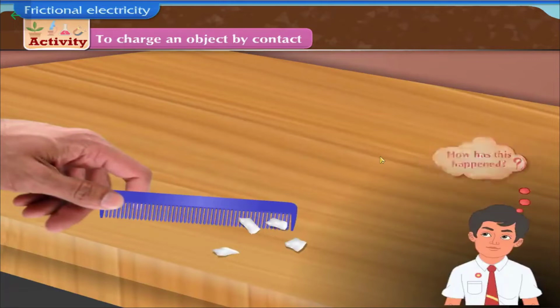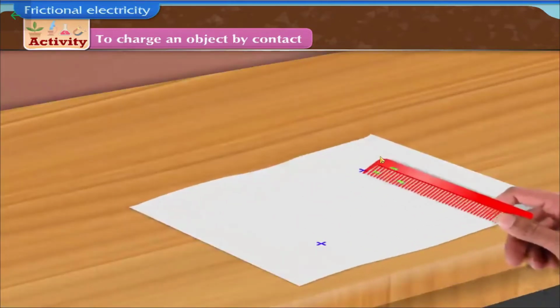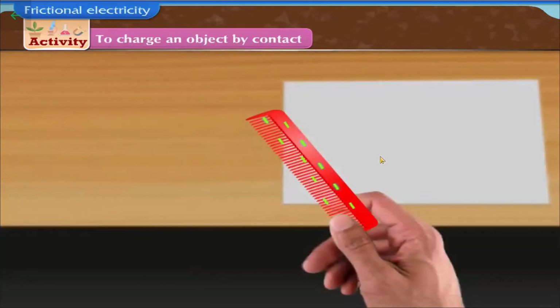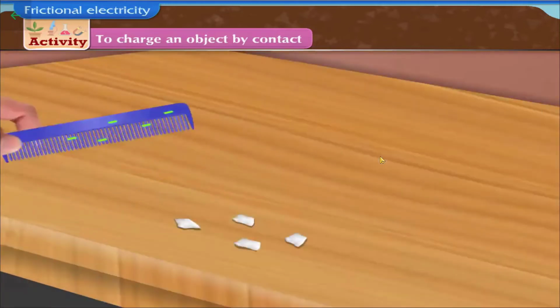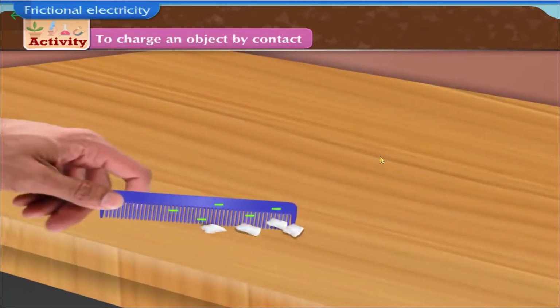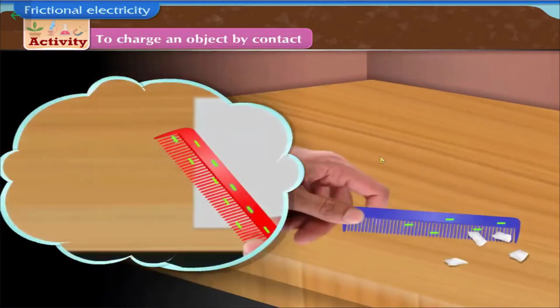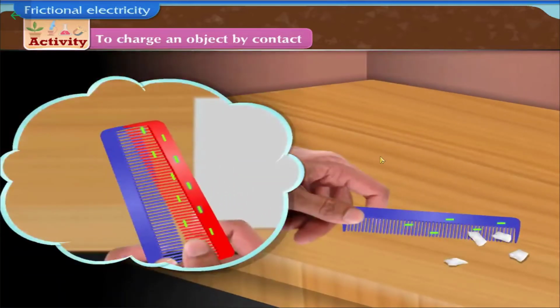How has this happened? When we rub the comb against a paper, the comb gets charged. When we touch this charged comb to another uncharged comb, electric charges get transferred from the charged comb to the uncharged comb and make it charged. That is why it attracts pieces of paper. This method involves contact between a charged and an uncharged object. Therefore, it is known as charging by contact. Let us now perform the next activity to study the method called induction.